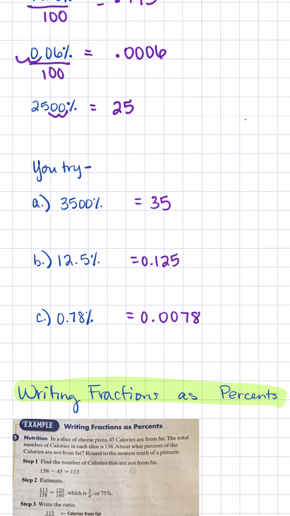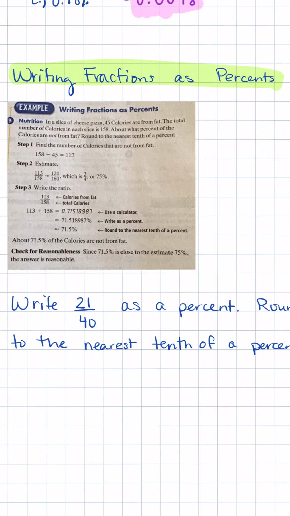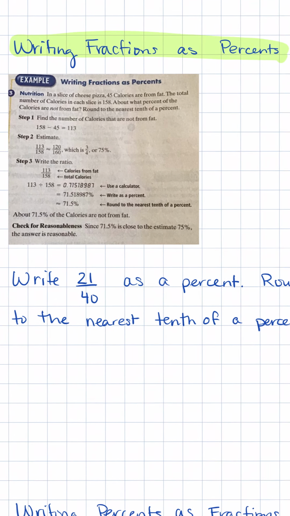Okay, so for A, you should have got 35, B, 0.125, and C, 0.0078. Okay, so turning percent into a decimal, divide by 100. If we're turning a decimal into a percent, multiply by 100. Now we're going to look at fractions, writing fractions as percents.